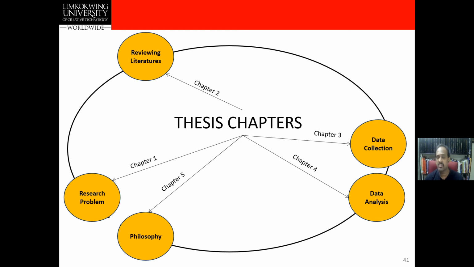Then in chapter 4 you will discuss the numerical statistical elements. If you are doing qualitative, you are going to discuss thematic or phenomenological research analysis. This all comes in chapter 4.